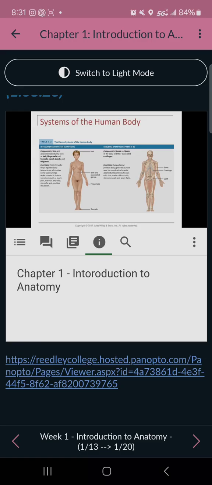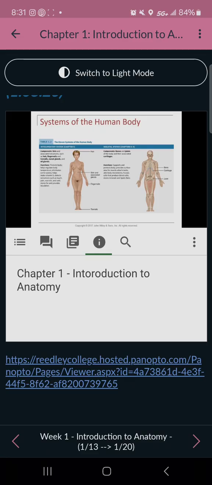Okay, so we have 11 systems in the human body. The 11 systems of the human body are the integumentary system, skeletal system, muscular system, nervous system, endocrine system, cardiovascular system. We have the lymphatic system and immunity, respiratory system, digestive system, urinary system, and the reproductive system.